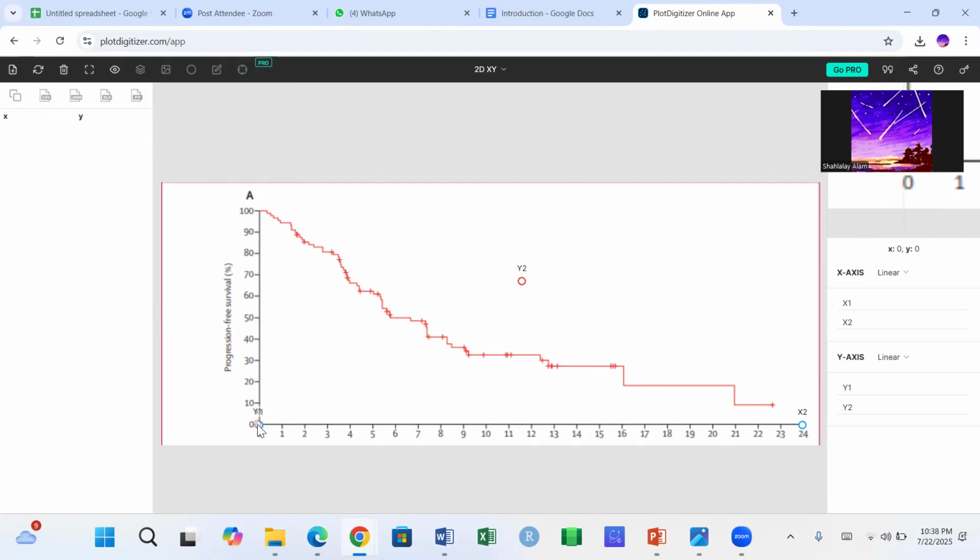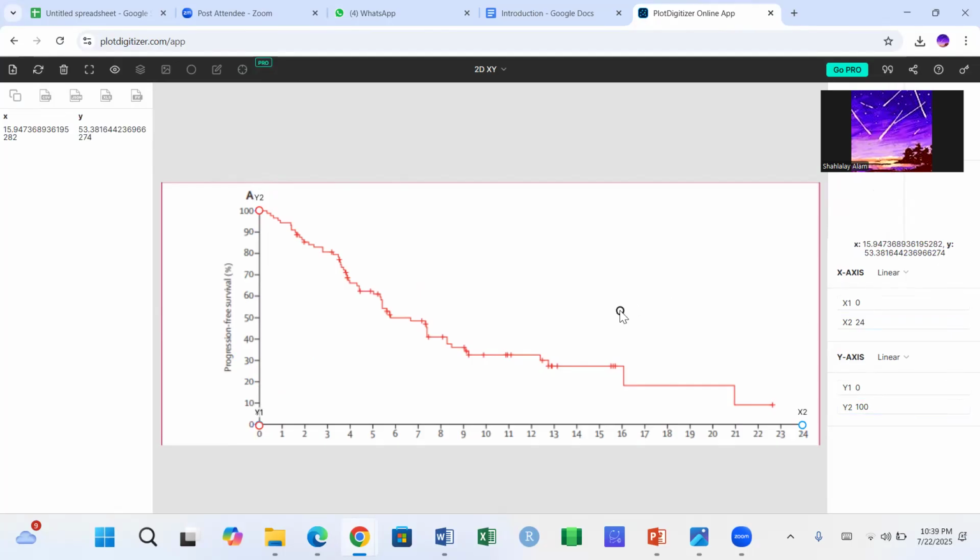My y1 lower limit is 0. My y upper limit is y2 and it's 100. Okay. Now I'll write my calibrations here. x1 is 0, x2 is 24. y1 is 0, y2 is 100. Okay. Now, I calibrated it.